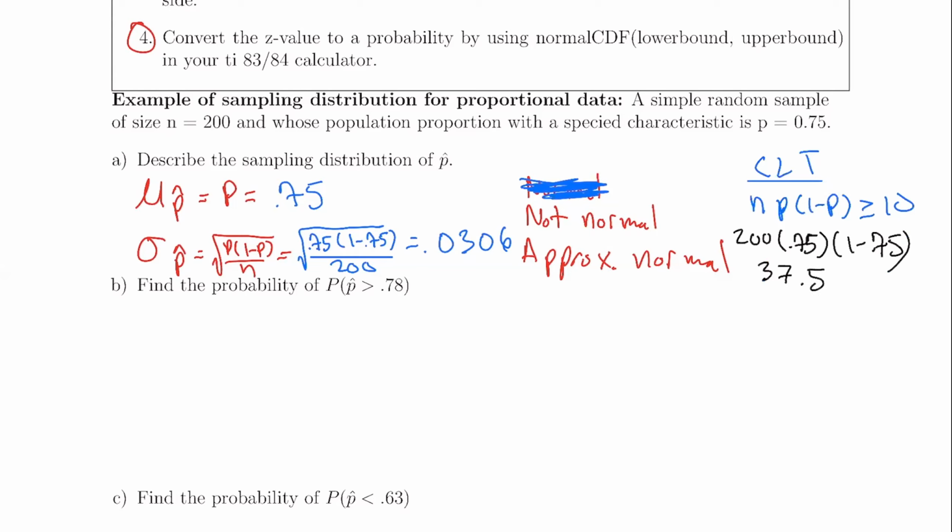So 37.5 is indeed bigger than or equal to 10. So this checks out. So that means it's not normal, we're going to say it's approximately normal because it passed the condition of the central limit theorem. And that's it for part A. Any question in regard to part A?